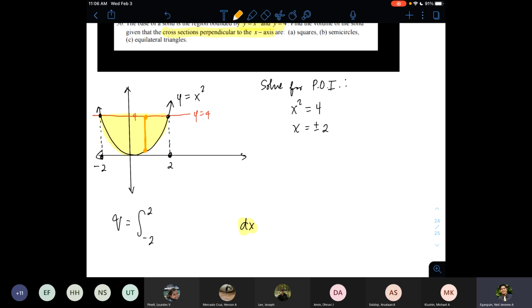I guess last time we considered squares, we considered semicircles already. So if you have some difficulties on that, rewatch the lab meeting last time. If you have particular questions on it, then send them to the chat.